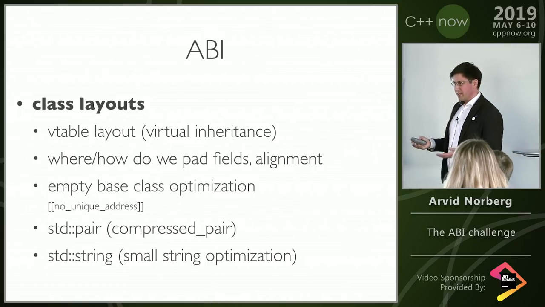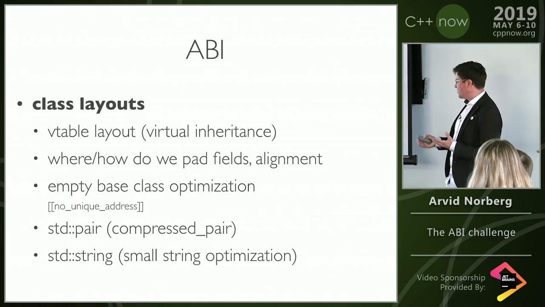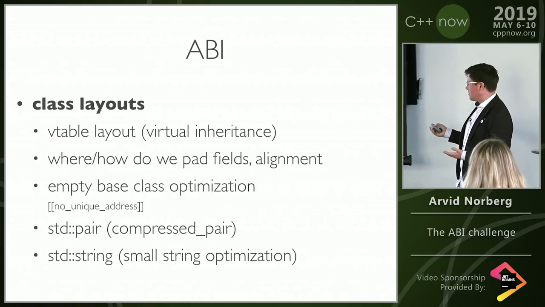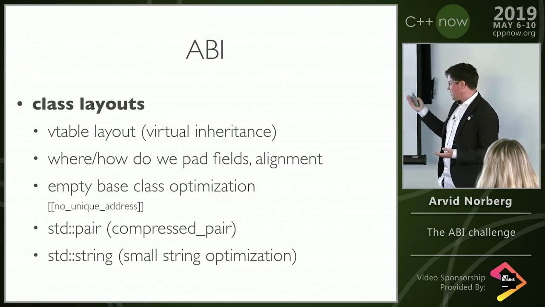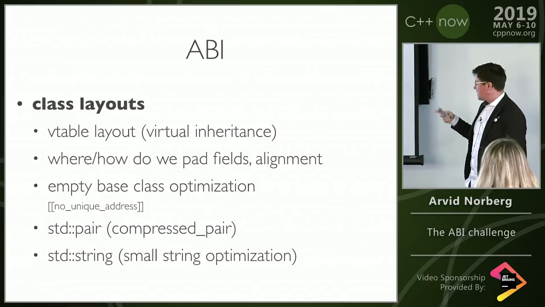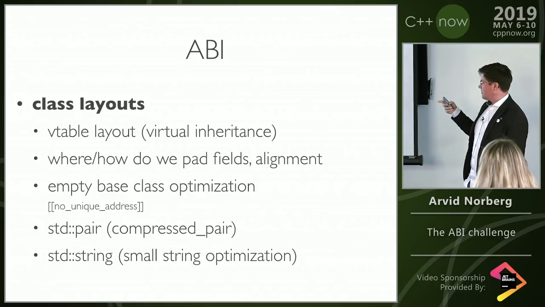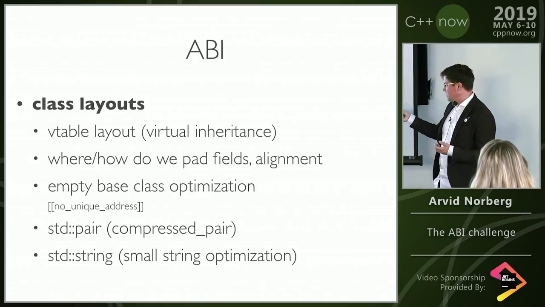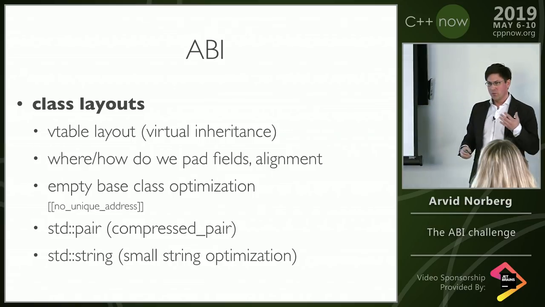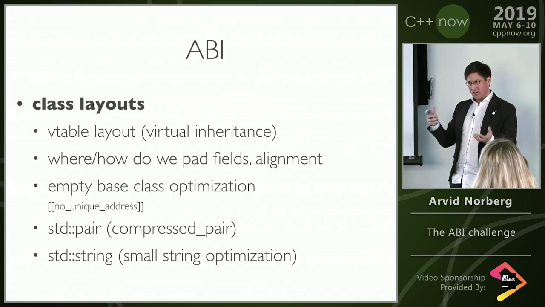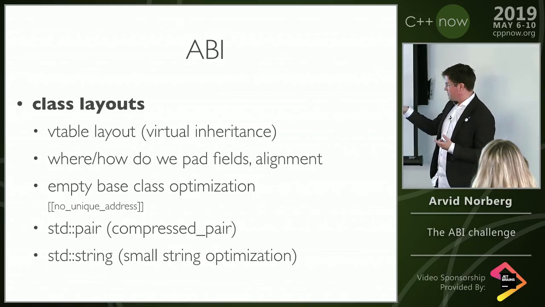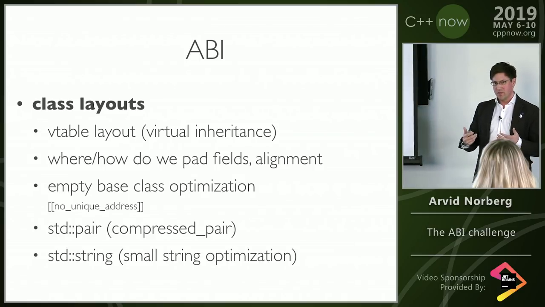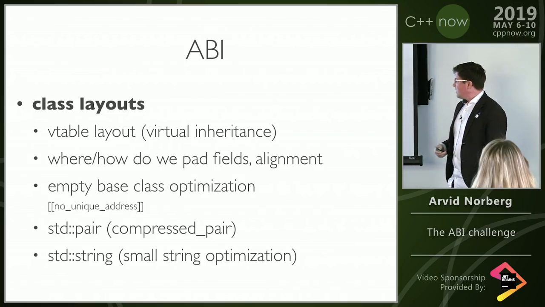Perhaps the more common place where we see ABI issues is in class layouts. So vtable layout is one thing, obviously, but that doesn't change very much. How we pad fields, how we align fields in classes. You have the empty base class optimization. You also have this new no_unique_address. If you have members with no_unique_address, depending on whether your compiler supports that attribute, you might have different ABIs, so that has to match.